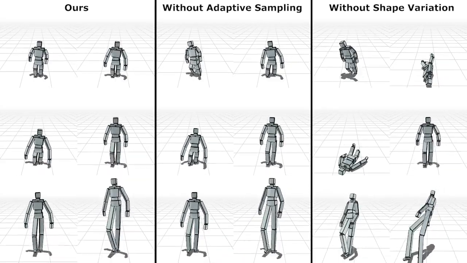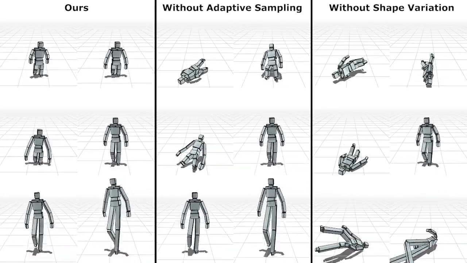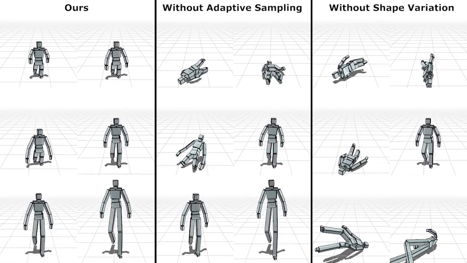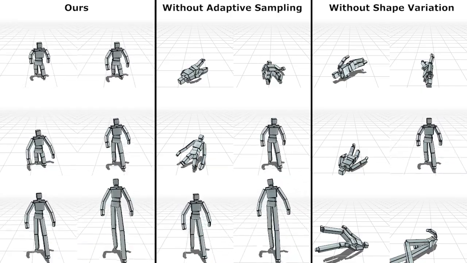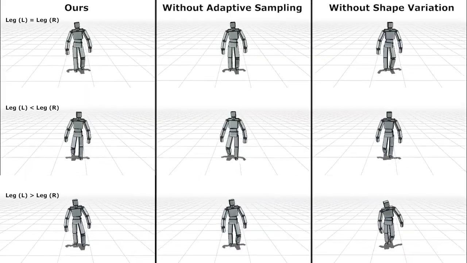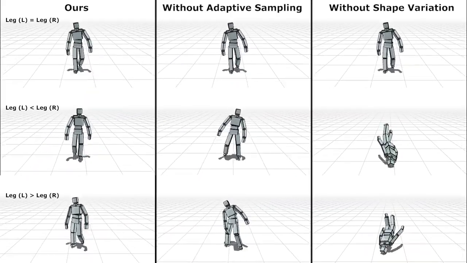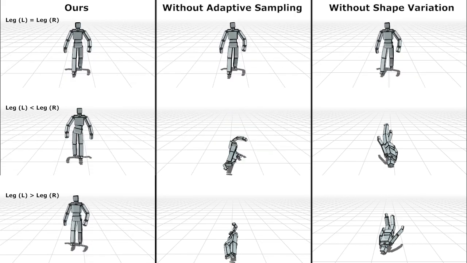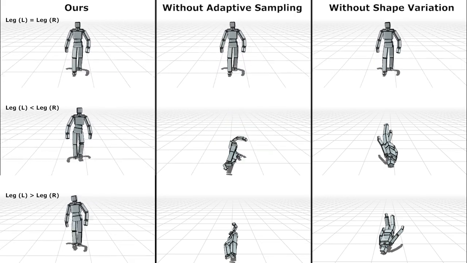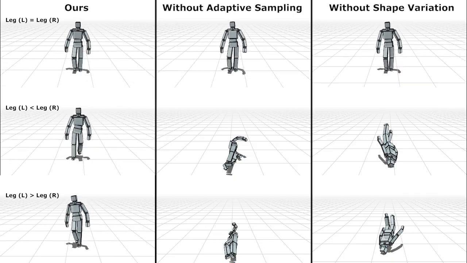To evaluate the effectiveness and robustness of our method, we compared it with other methods that do not contain the key components. The controller without shape variation succeeded in controlling the characters that are only marginally different from the base character. The controller without adaptive sampling failed in extreme cases. Our controller, however, was able to control all characters in a stable manner.